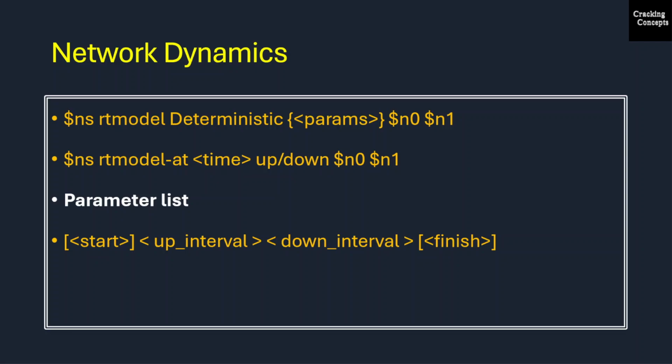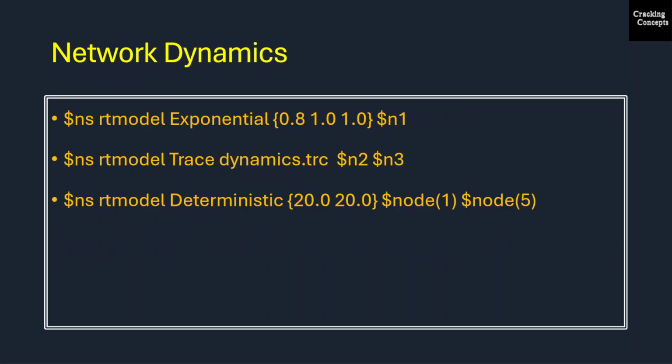of the link. Now the parameter list here can contain the start time, the time for which the link is up, the time interval for which the link is down, and the finish time. Now these are some of the examples of exponential, trace and deterministic models here. Now these procedures will require at least 3 arguments each. The first 2 arguments will define the model that will be used and the parameters to configure the model.